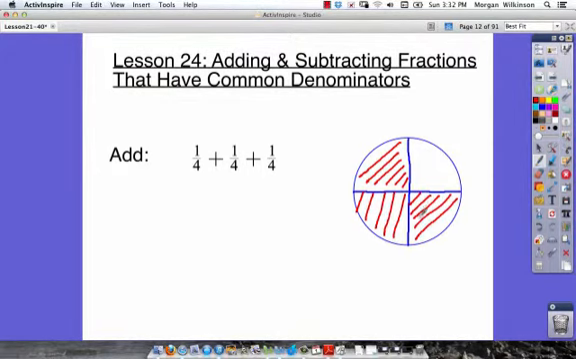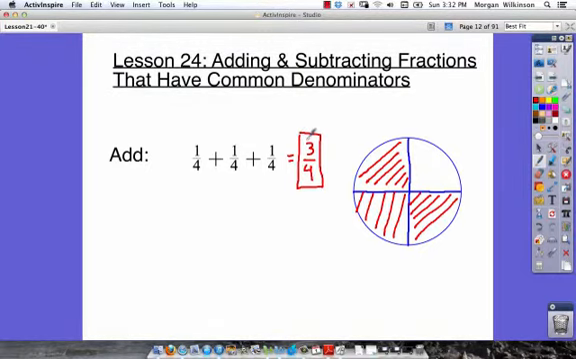You can see when we do that, we get our final answer. How many pieces of our circle are shaded in out of 4? Well, it must be 3. Our answer must be equal to 3/4. And we're all done with this first problem.